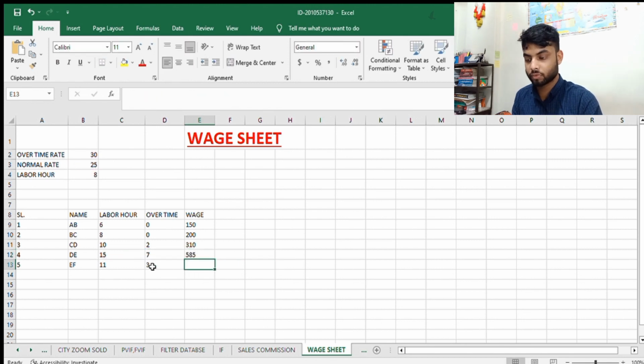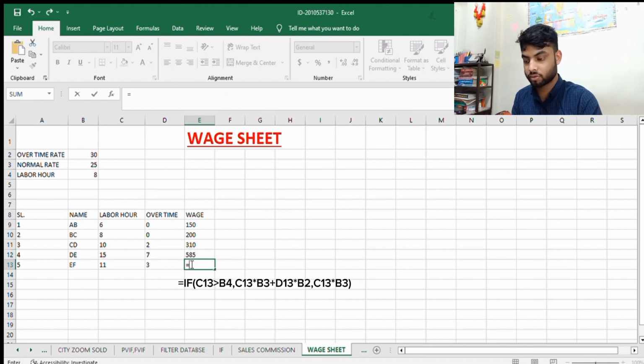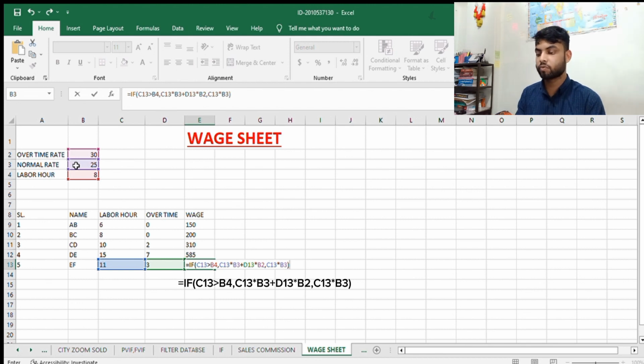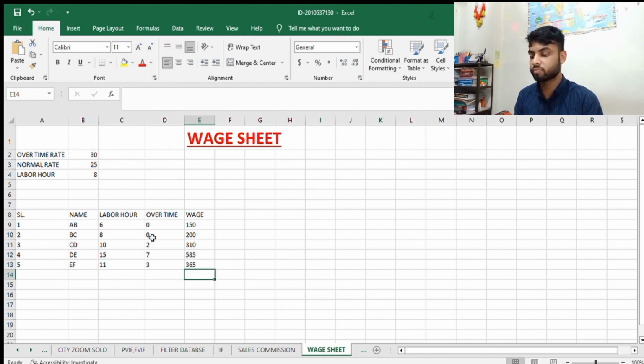And the last one, if labor hour is greater than 8, then 8 into 25 plus overtime into 30 overtime rate. If it falls, then labor hour into normal rate, then close the bracket, enter. So this is the formula and a simple way to calculate wage for an individual person.